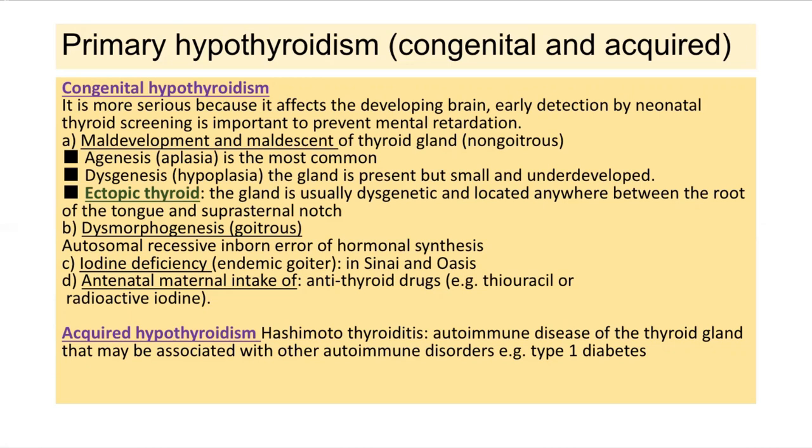ممكن يكون برضو سببه iodine deficiency اللي هو endemic goiter أو antenatal maternal intake of antithyroid drugs like thiouracil or radioactive iodine. فدي أسباب congenital hypothyroidism. acquired hypothyroidism اللي هو Hashimoto thyroiditis, which is an autoimmune disease of the thyroid gland. وممكن يبقى associated with other autoimmune disorders زي type 1 diabetes.